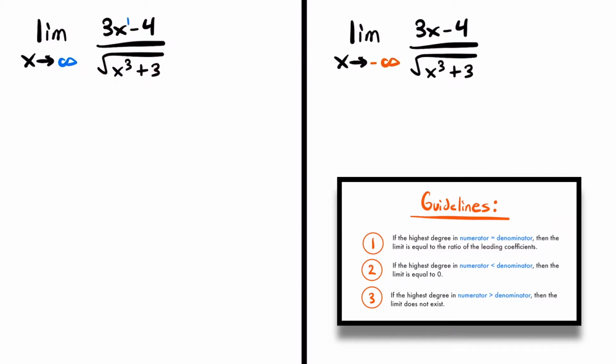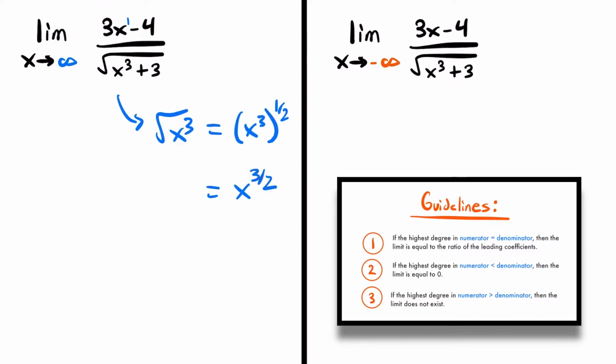But in the denominator, we have the square root of x cubed plus 3. In this case, to find the highest degree, we need to look a little bit closer at the square root of x cubed. That is the same as taking x cubed to the 1/2 power, which if we multiply those exponents together, that is equal to x to the 3/2 power, right? 3 times 1/2 is 3/2. And so we can conclude that the highest degree in the denominator is 3/2.